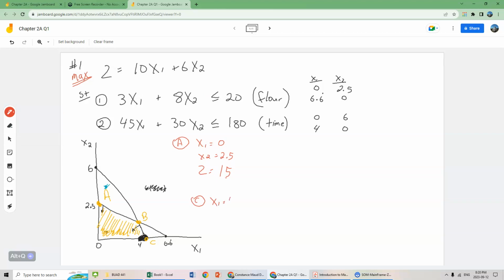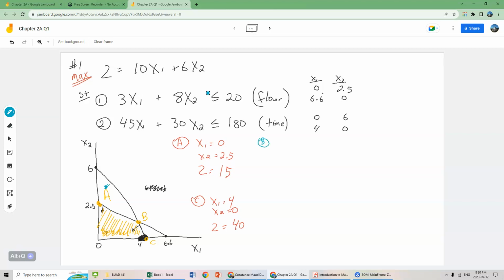x1 equals 4, it's this point here, and x2 equals 0. So we put that into the objective function. 10 times 4 plus 6 times 0, that gives us 40. I'm going to switch markers here to blue to solve for point B. Point B, a little trickier.